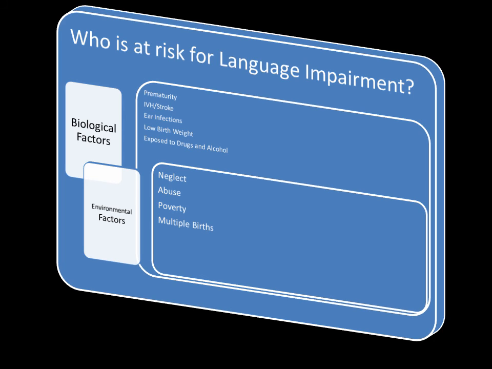So these are just indicators that show that children might be at risk. It doesn't mean that they necessarily will be. Of course, if they have one factor, they're going to be less at risk than if they have 4 or 5 factors. So these are things to take into consideration when you're evaluating a child.